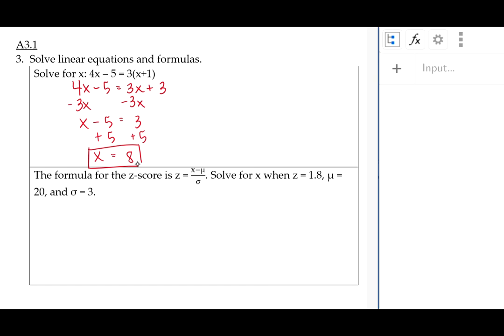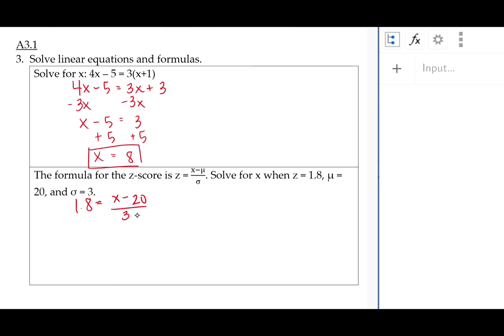So let's plug in what they gave us. Z equals 1.8, that goes on the left-hand side. X is what we need to solve for, so I need to keep that in there. Minus mu, they told us, is 20, divided by sigma is 3.